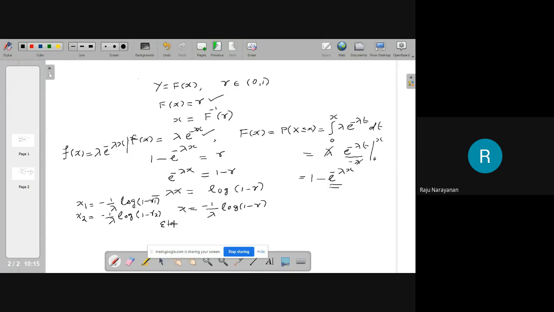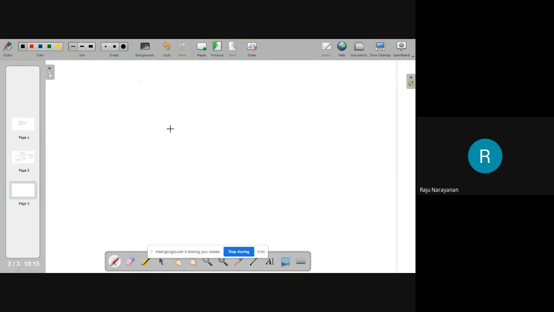Okay? And one more example I will do, and I will do 1 or 2 problems in R. Suppose you take f of x, f of x is 1 by 5 for minus 1 less than x less than 4. It is uniform distribution over minus 1 to 4. What is F of x?